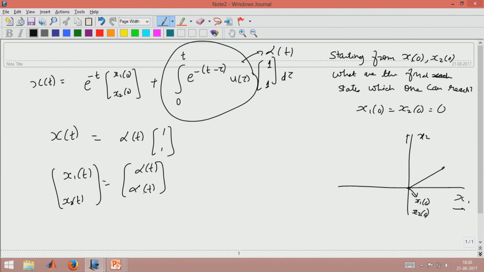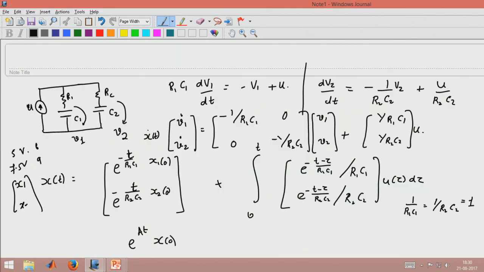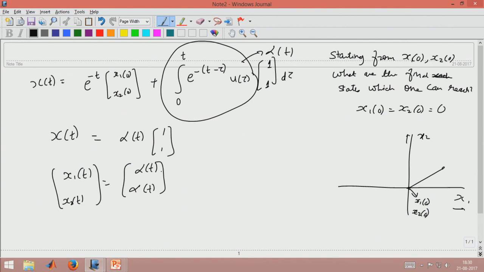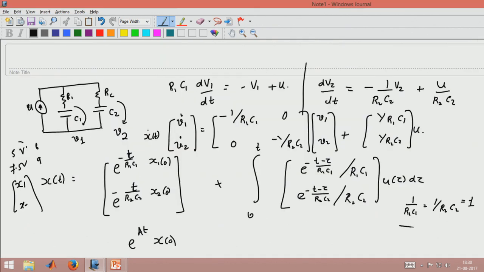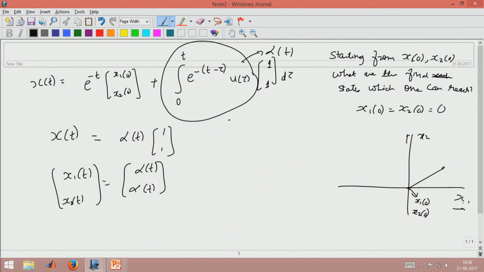And I started my problem by posing the question, can I get capacitor 1 to 5 volts and capacitor 2 to 7.5 volts? Well, the answer in this case is that I cannot. If V1 goes to 5, V2 should also go to 5. This is happening in this special case only, when R1 C1 and R2 C2 both have the same values. For all other values, the system is controllable.